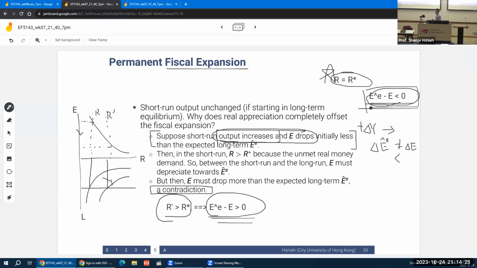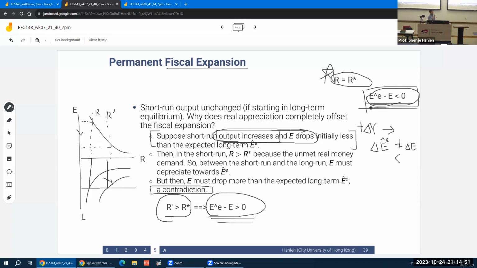What you should conclude is that E and E hat E must actually change precisely the same, right? Just like in the previous example. But in this case, we're assuming that there is a difference between the change in E and the change in E hat E. And therefore, the final level of E versus E hat E must be non-zero. In fact, it should be negative in this case. That's the only way in which you can get an output effect with a permanent fiscal policy.